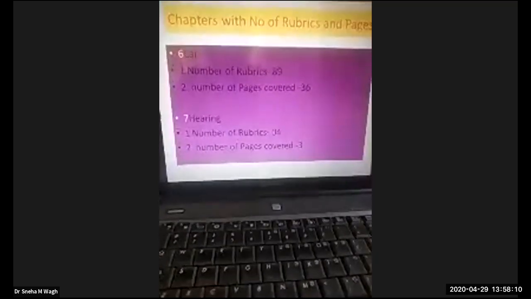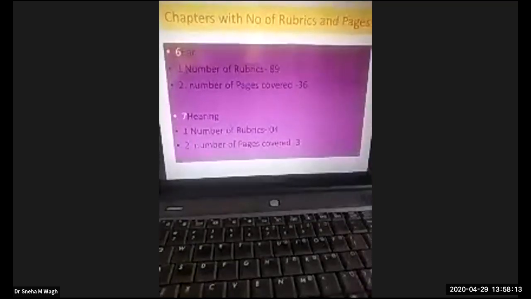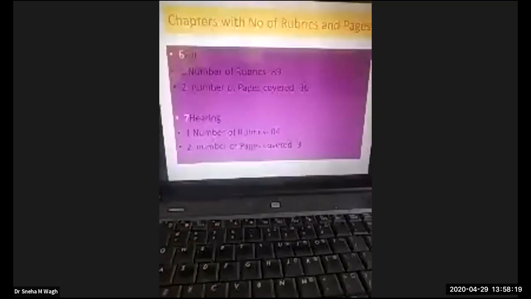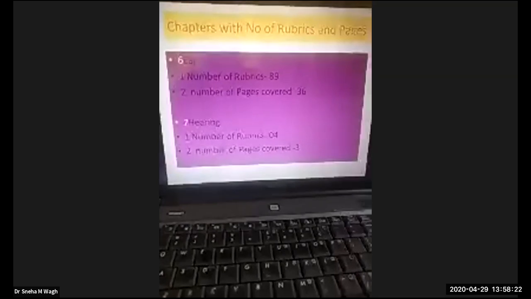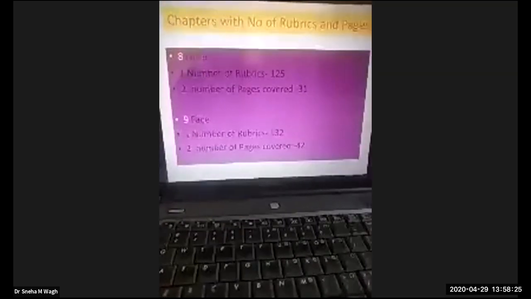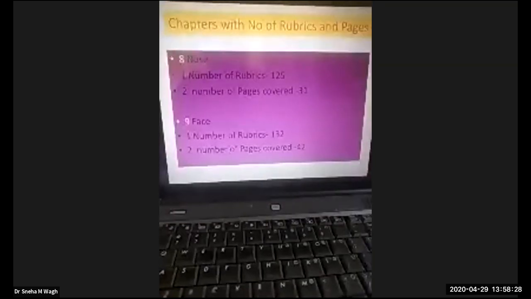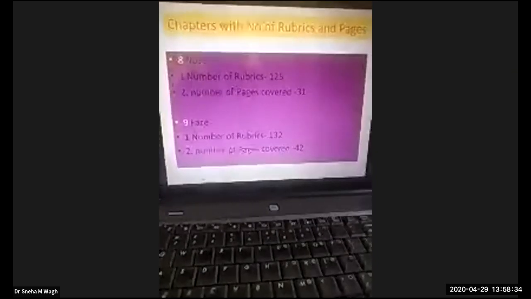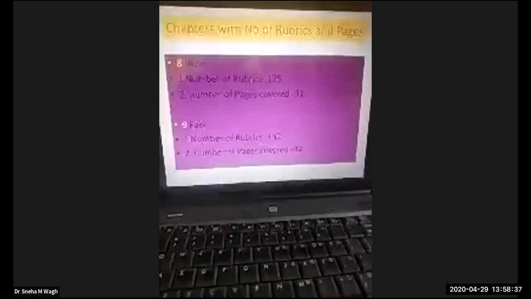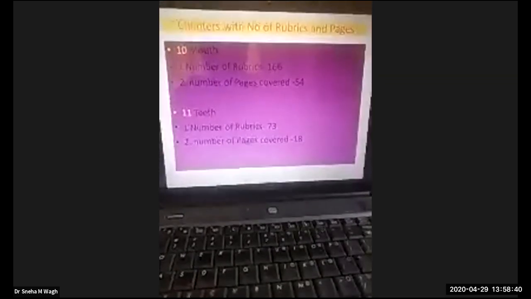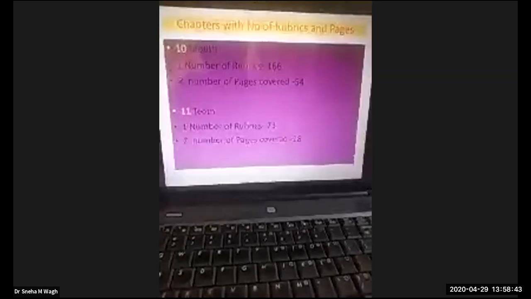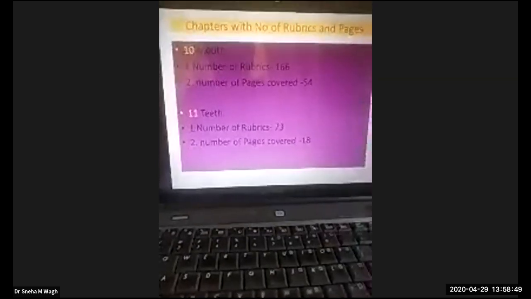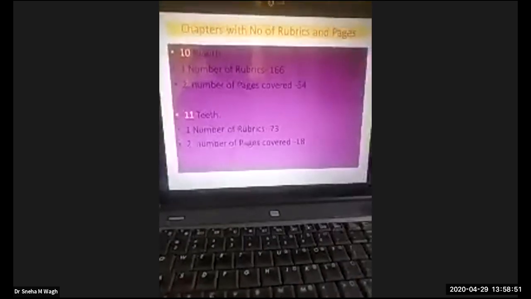The next chapter, the sixth, is Ear. It has 89 rubrics and 36 pages. Next chapter is Hearing. It has a total of 4 rubrics and 3 pages. The eighth chapter, Nose, has 125 rubrics and 31 pages. Face, 132 rubrics and 42 pages. Mouth, 166 rubrics and 54 pages. Teeth, 73 rubrics and 18 pages.